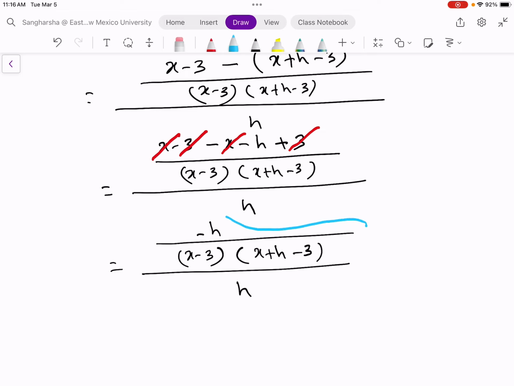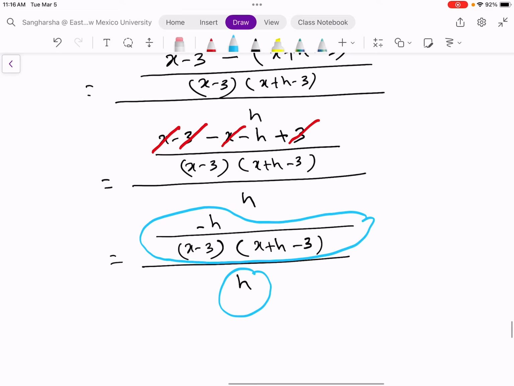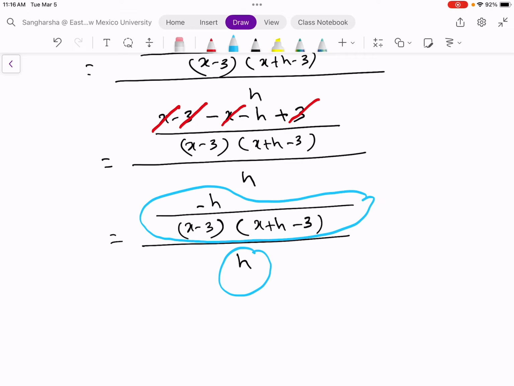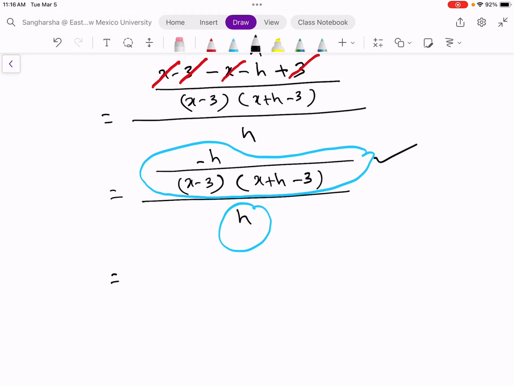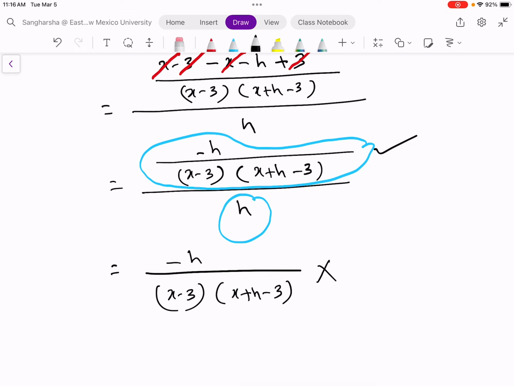Okay, so here this expression is the numerator, and this is our denominator. So we have a fraction in the numerator. Okay, and if we have a fraction in the numerator or a denominator, it is a complex fraction. Okay, and we have to simplify this. In order to simplify, we write down our numerator as it is. So we write down as it is, negative h over x minus 3 times x plus h minus 3. Then multiply by the reciprocal of the denominator.